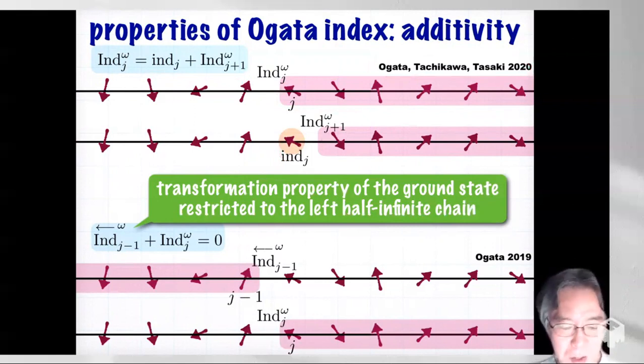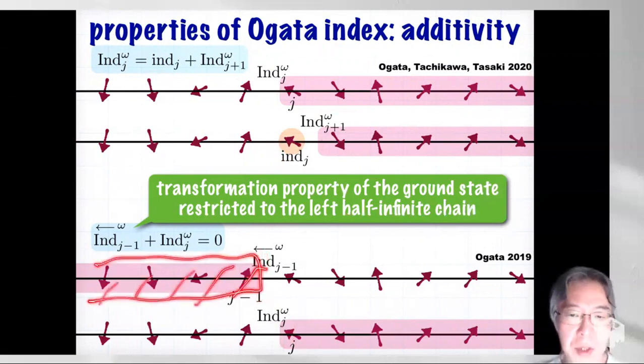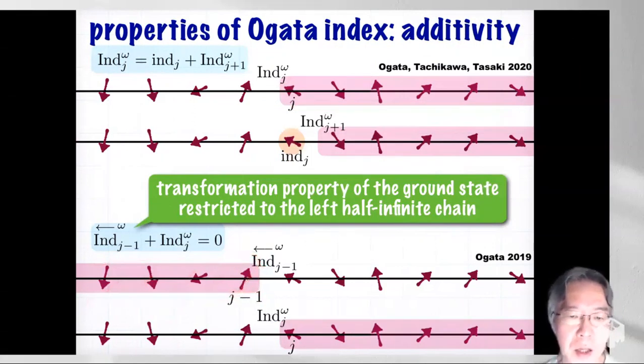And this is another additivity. We were only looking at the transformation property of the right infinite portion of the chain, but of course you can make a cut here and examine the transformation property of the left half infinite portion of the chain. If you define this left index and add it to the right index, the sum should be 0. Why? Because if you add them, you recover the whole chain, and as I said, the whole chain is simply invariant, so you shouldn't get anything. So this is 0. Again, this is proved by Ogata.